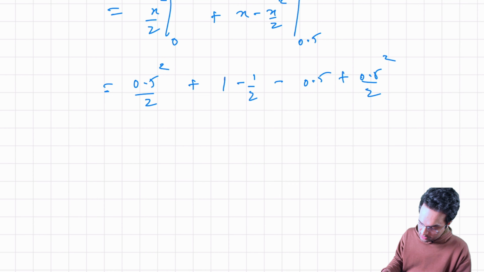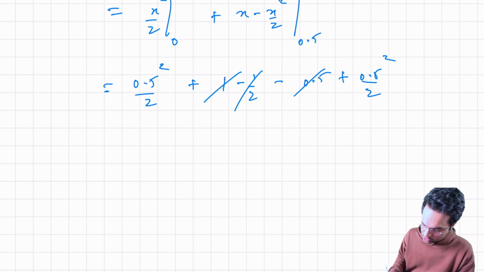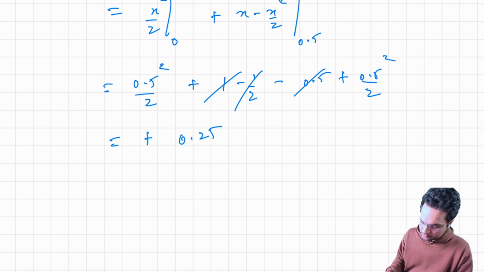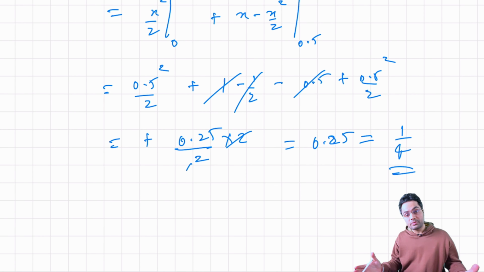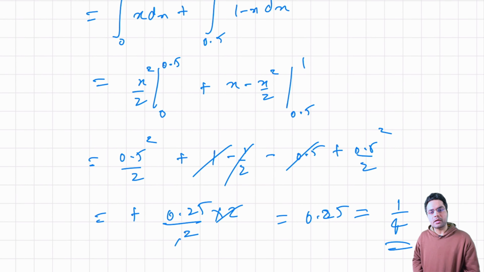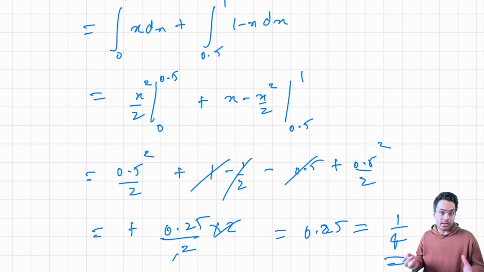So if you see this, this, and this cancel off, and this is 0.25 by 2 times 2, so this is 0.25, which is 1 over 4. Okay, so I hope you got to this answer. It's a fairly simple puzzle, but yeah, an interesting problem, right? If you had to solve this problem, let's say in 10 seconds, how would you do it? Now that's an interesting twist, right?